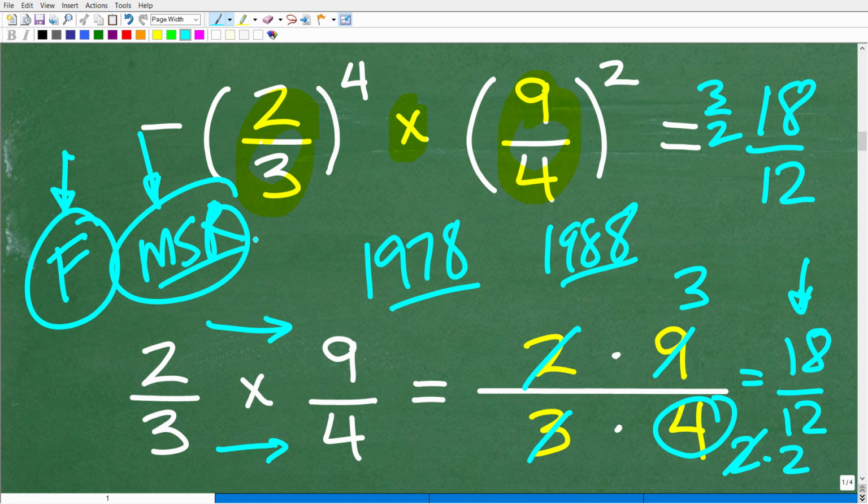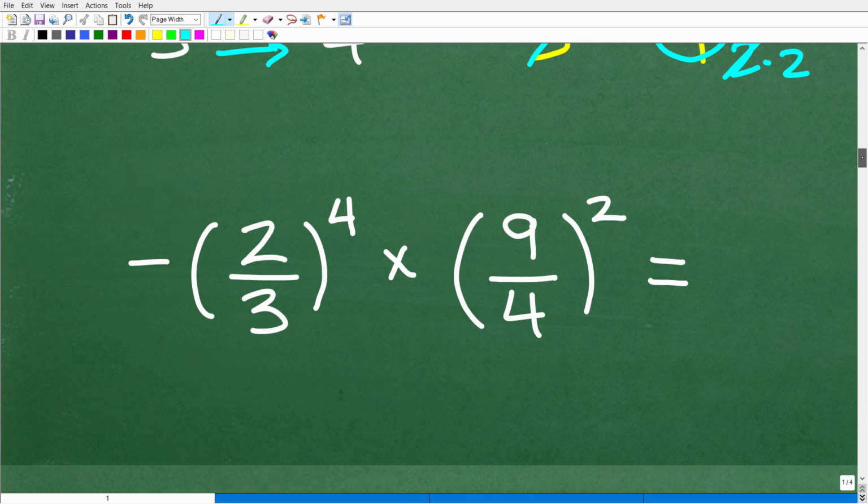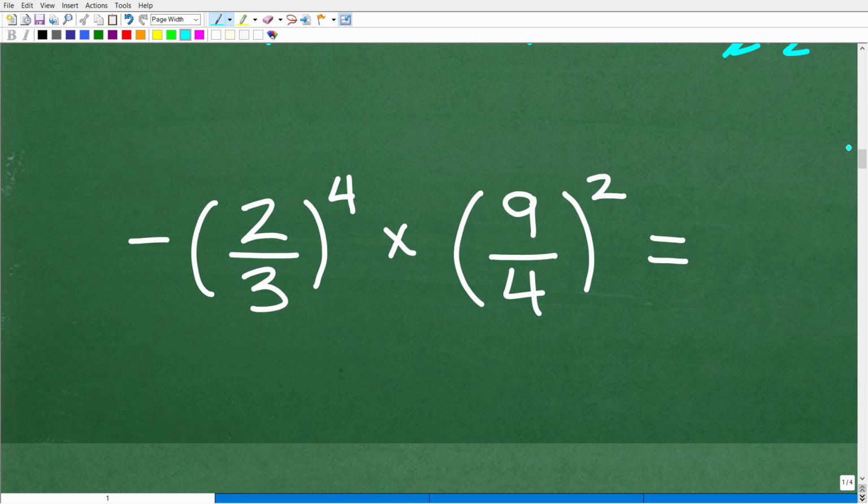But let's go ahead and continue on with this problem because we have to consider the next part of this problem, and that is the following. Okay, so we're thinking about the order of operations. We know that we're going to have to multiply some fractions here. We know how to do that. But this next part will tend to confuse a lot of people. And we have this negative parentheses 2/3 to the 4th power.